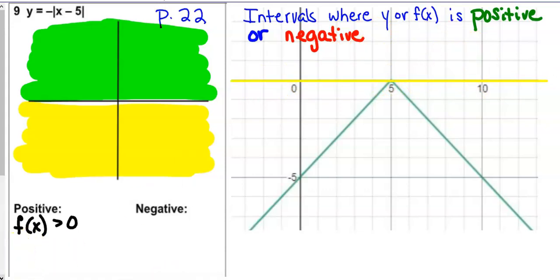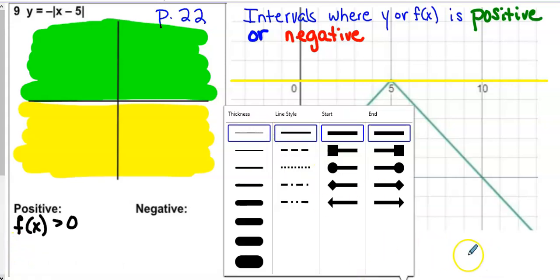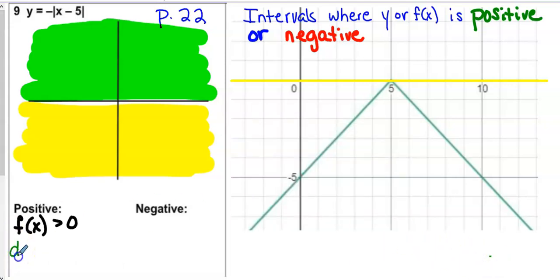So my answer under the positive would be does not exist. Now, where it's negative, the whole thing is below the x-axis. So where it's negative is all of it, which means I would just use all real numbers.